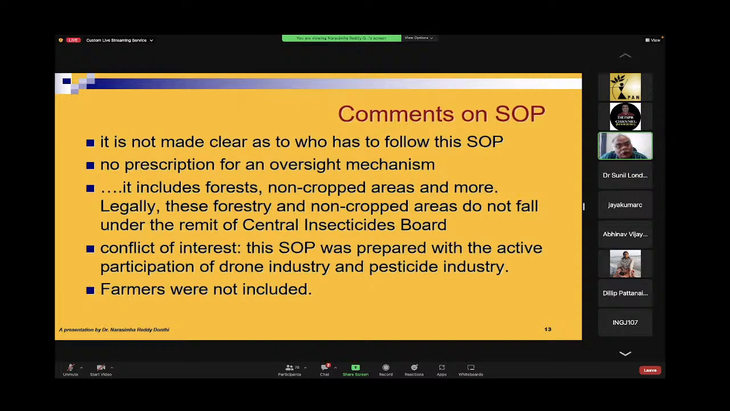So as I mentioned, there is no oversight mechanism because CIBRC is in Delhi. It does not have any mechanism in states or across India. They have not identified any other agency through which they want to implement this SOP. And importantly, the title says this standard operating procedure includes forests, non-cropped areas and more, plus etc.